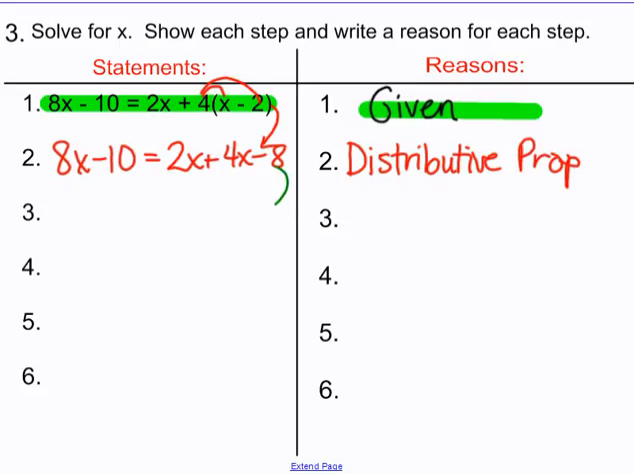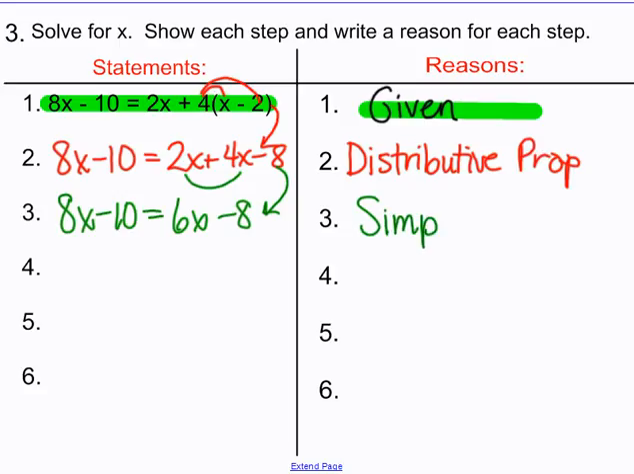Next step, to get to this one, we are going to look at the right-hand side of our equation, and we know that we have to combine like terms. So it's still the same on this side. Combine like terms, 6x minus 8. Combining like terms, that would be a simplify. If you look at your notes, you'll find that.